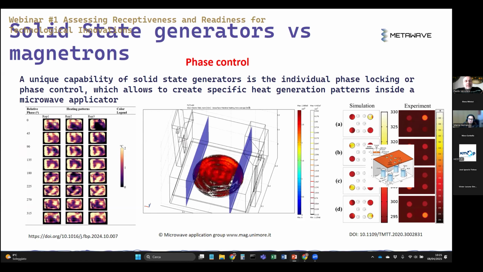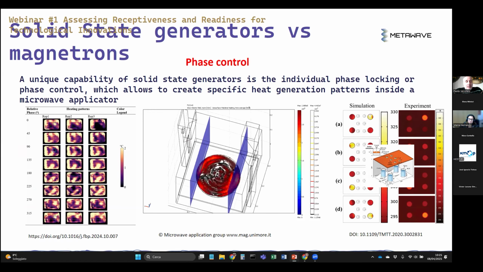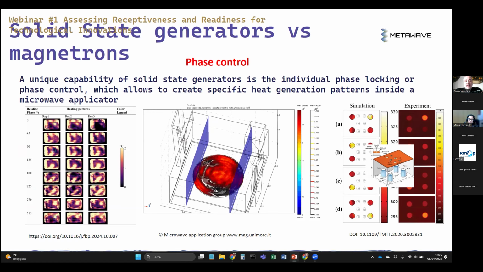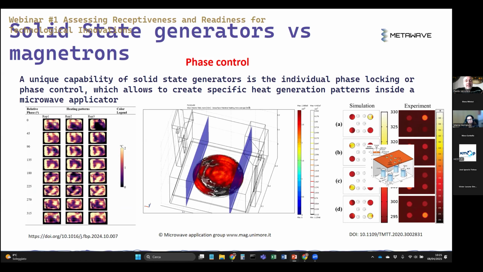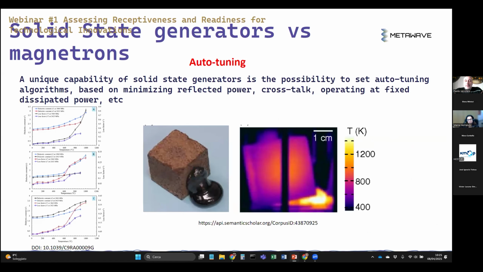So these huge advantages that we see in solid-state generators are probably likely to open a new era for microwave applications. For the time being, one of the main drawbacks is the lack of availability of high-power microwave sources. So for, let's say, energy-intensive processes, it's still quite difficult to use solid-state generators because you must use a lot of them, and usually the cost per kilowatt of power installed is higher compared to high-power magnetrons. But nevertheless, this is an interesting perspective for the future.